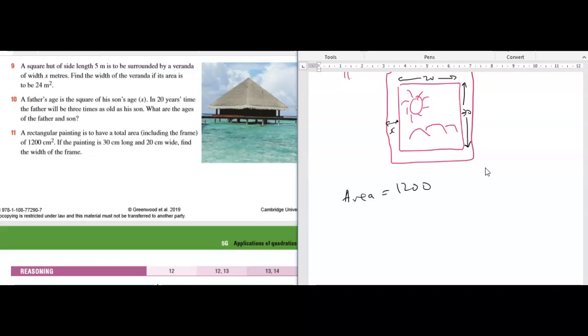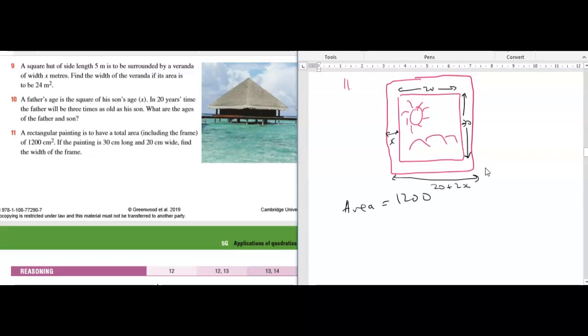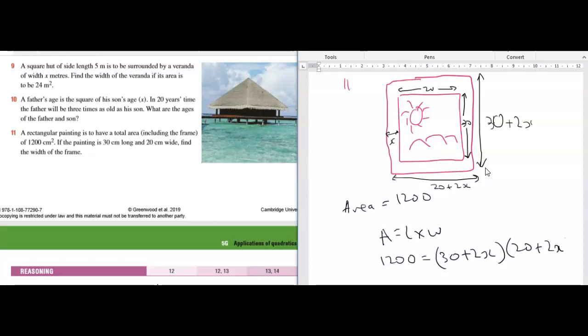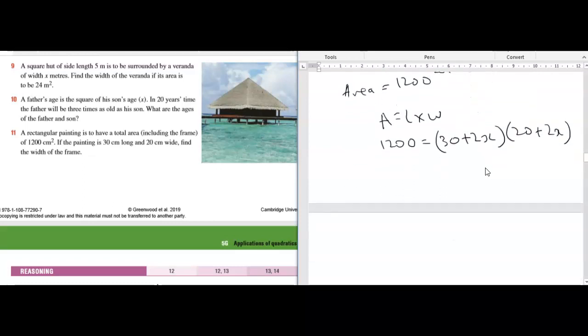All right, so our total area. So this whole length here is going to be 20 plus 2x. And then this length here is going to be 30 plus 2x. So the x coming from the length of the frame. All right, so the area formula is length times width. So let's just substitute in what we know. And 20 plus 2x. Okay, so we just need to expand those brackets.